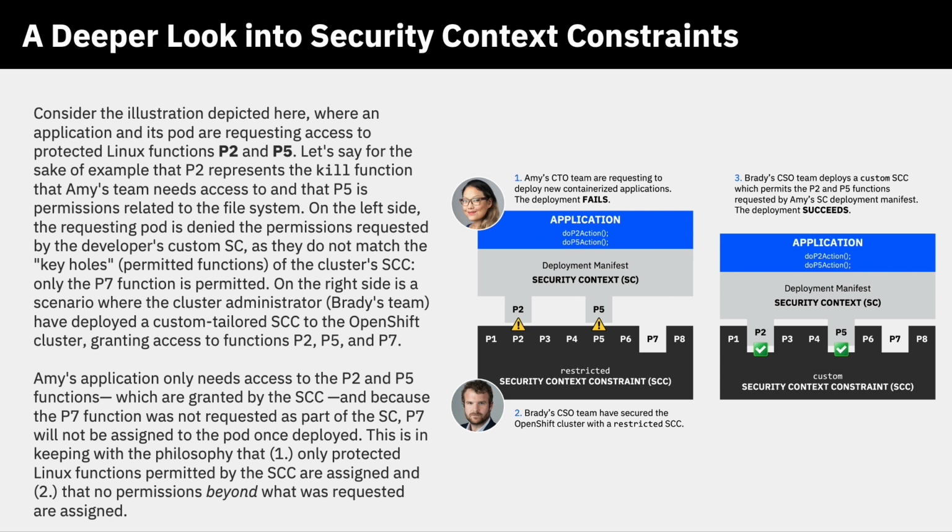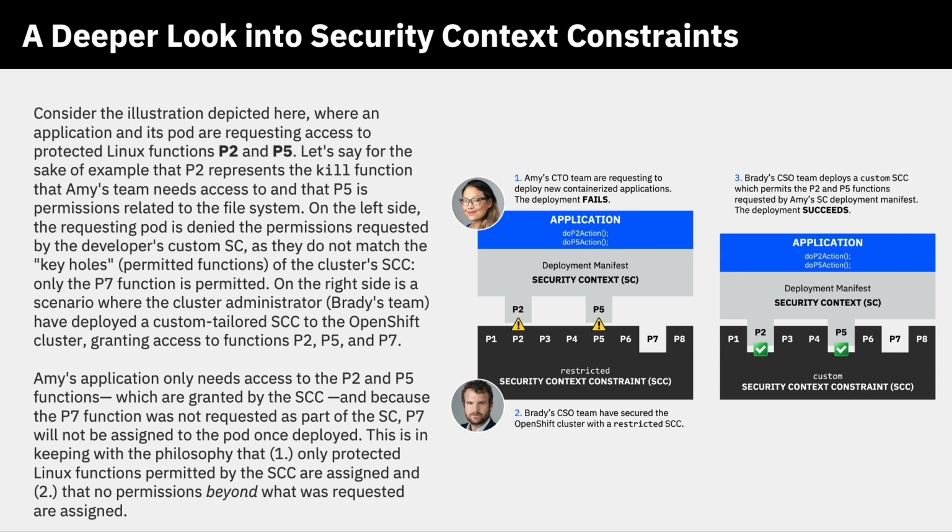Consider the illustration depicted here, where an application and its pods are requesting access to a protected Linux function P2 and P5. Let's say for the sake of example that P2 represents a kill function that Amy's team needed access to, and that P5 is permissions related to the file system. On the left side, the requesting pod is denied the permissions requested by the developer's custom SC, as they do not match the keyholes, the permitted functions of the cluster's SCC. Only the P7 function, as the SCC is defined, is currently permitted for use.